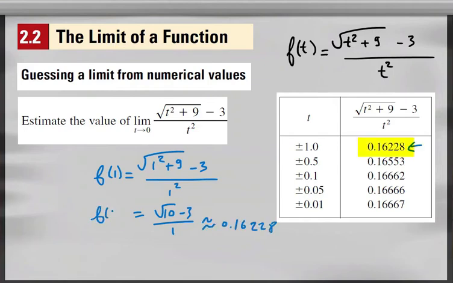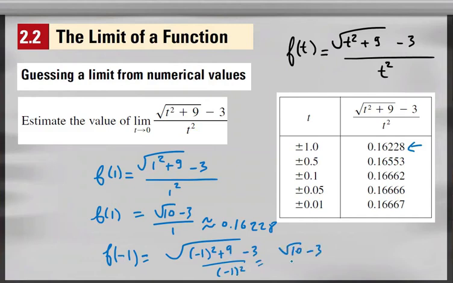0.16228. Alright, that's f of 1. f of negative 1 is square root of negative 1 squared plus 9 minus 3 divided by negative 1 squared, which is root of 10 minus 3 divided by 1, or 0.16228. When t is plus or minus 0.5, f of t is 0.16553.